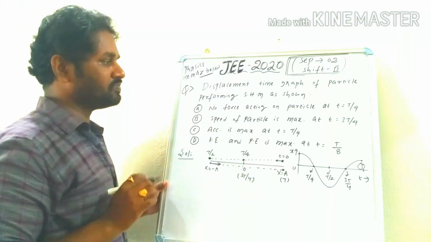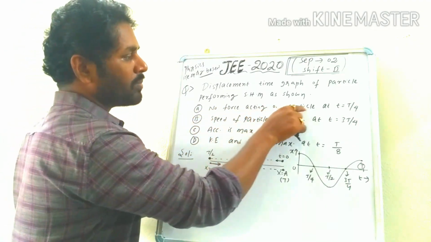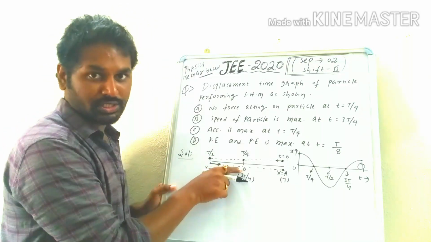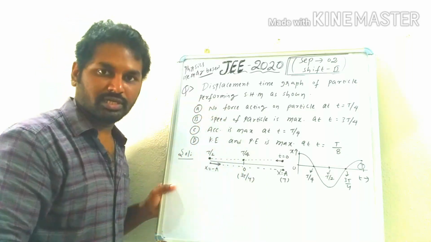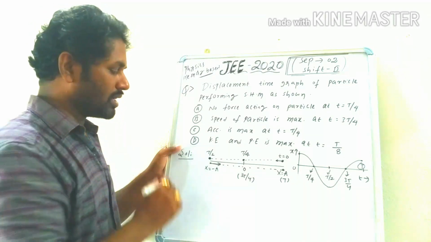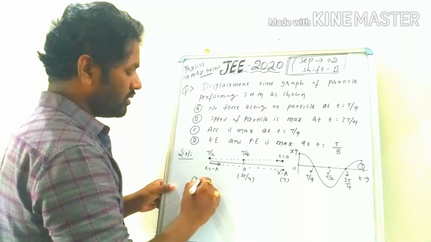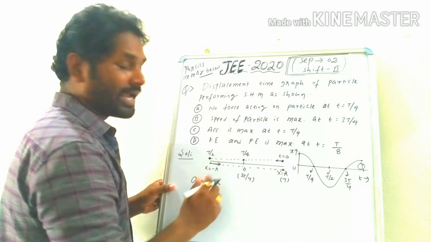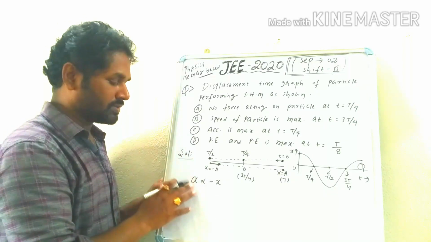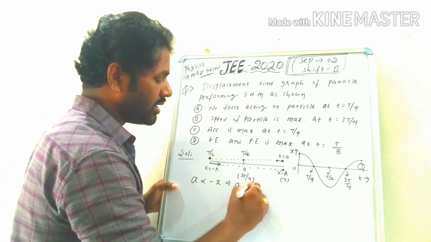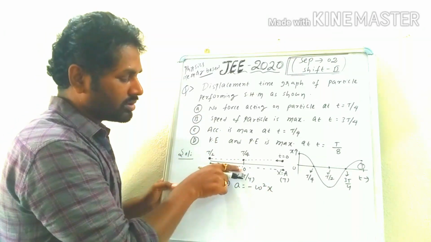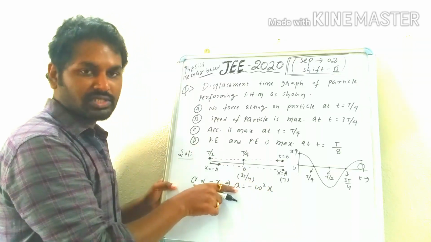Let us take statement A. No force acting on the particle at T by 4. Now tell me, at T by 4 the particle is at mean position. So at the mean position, the acceleration acting on the particle is 0, because we know a is proportional to negative of displacement, the standard form of simple harmonic motion. Or you can write it as a is equal to minus omega square x. At T by 4, displacement is 0, so acceleration is also 0.